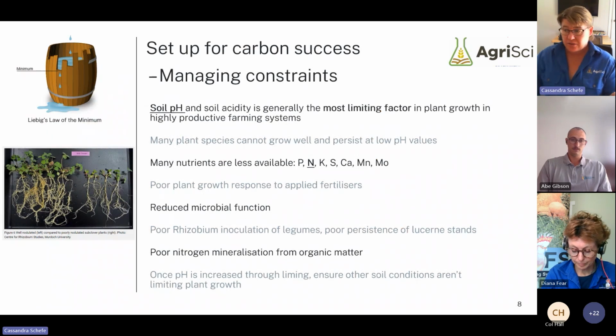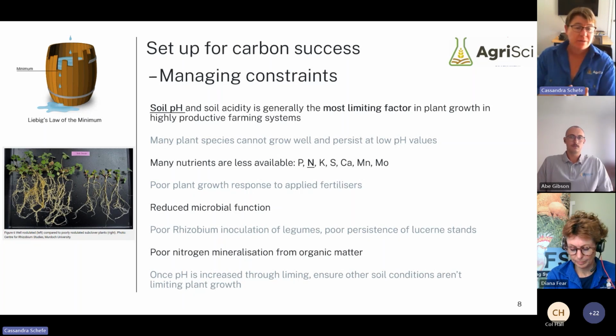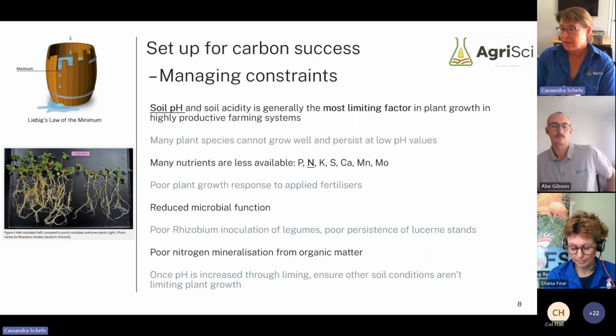The key thing we can do, as I've flagged before, is look at the constraints in the system. What do we need to do to enable the plants to grow the best that they can, which then enables that organic matter cycling and microbial function to do its job? So it's really about the leaky bucket, the law of the minimum. What's the key thing that's constraining the whole system that needs to be addressed in order for everything else that you're doing to add value?